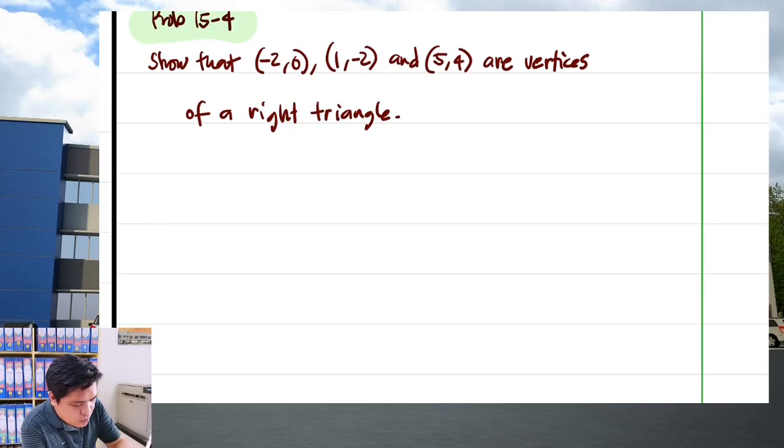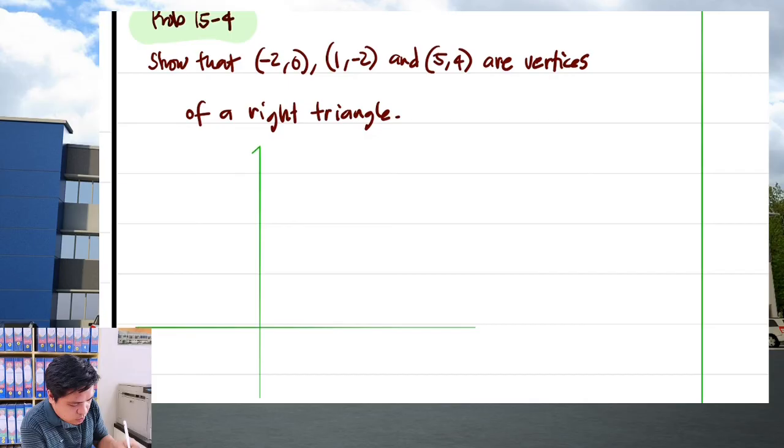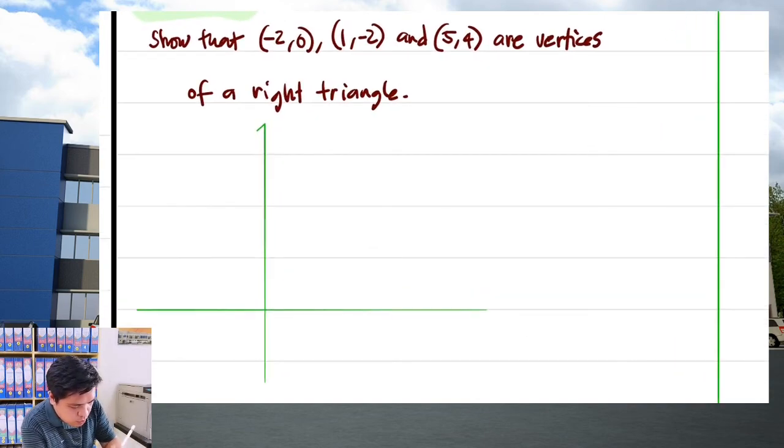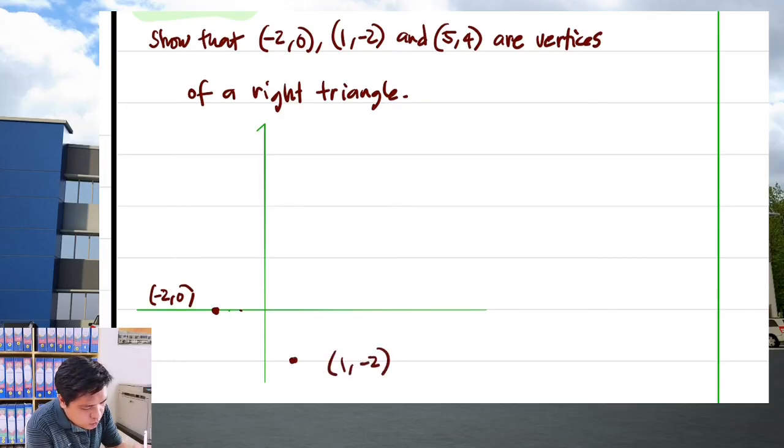Let's first plot these points. So let's draw a Cartesian coordinate system. Then let's plot these points. The first point is negative 2, 0. That would be this point. So this point is negative 2, 0. The next point is 1, negative 2. Let's say this point. And the other point is 5, 4.